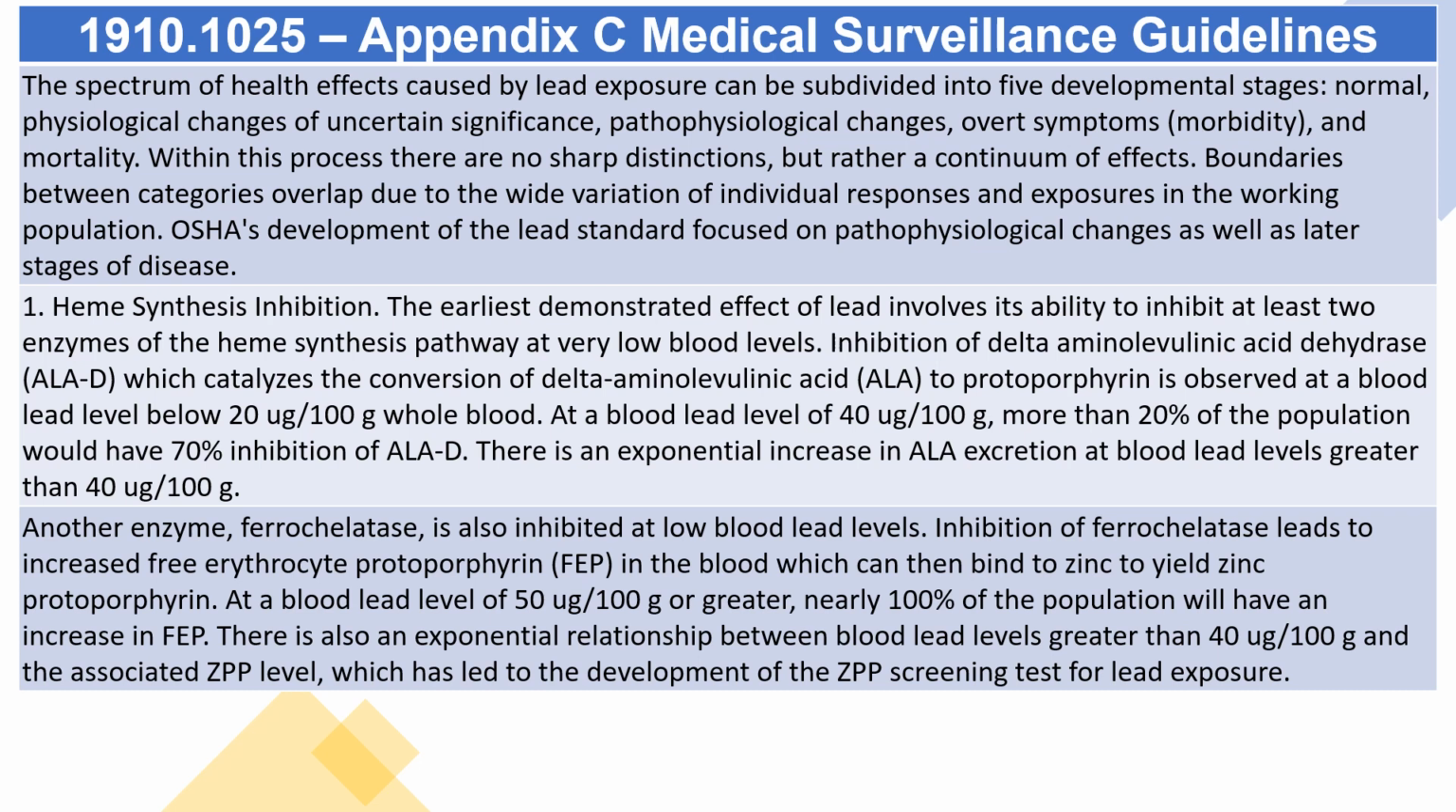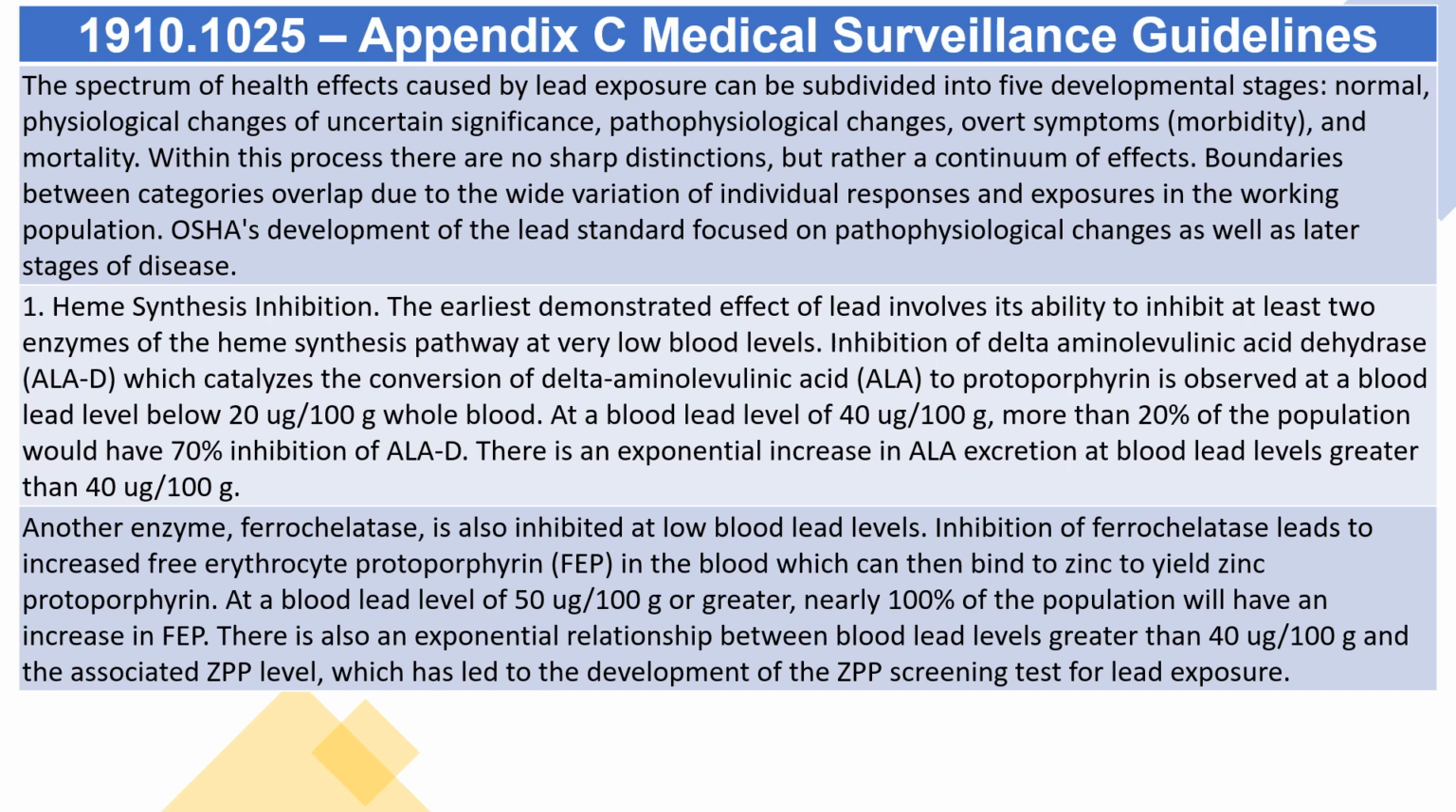At a blood lead level of 40 µg/100 g, more than 20% of the population would have 70% inhibition of ALAD. There is an exponential increase in ALA excretion at blood lead levels greater than 40 µg/100 g. Another enzyme, ferrochelatase, is also inhibited at low blood lead levels. Inhibition of ferrochelatase leads to increased free erythrocyte protoporphyrin, FEP, in the blood, which can then bind to zinc to yield zinc protoporphyrin. At a blood lead level of 50 µg/100 g or greater, nearly 100% of the population will have an increase in FEP.